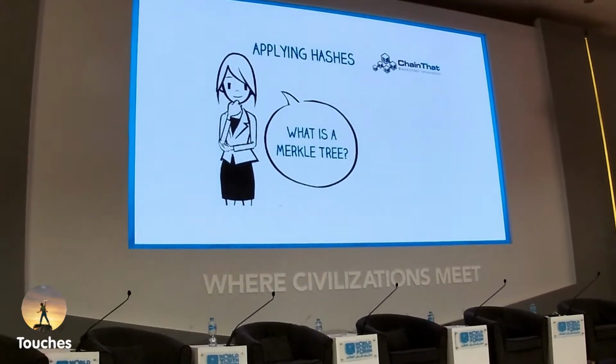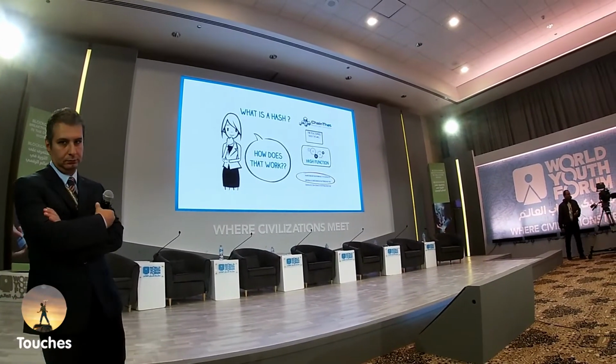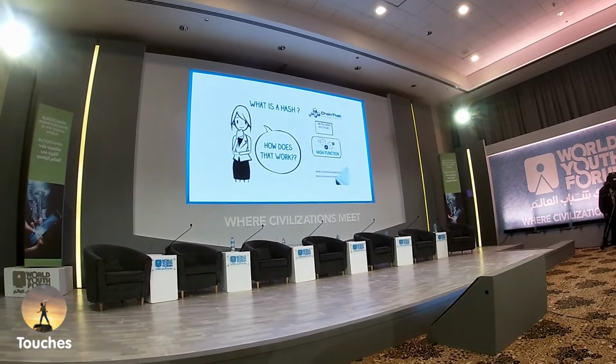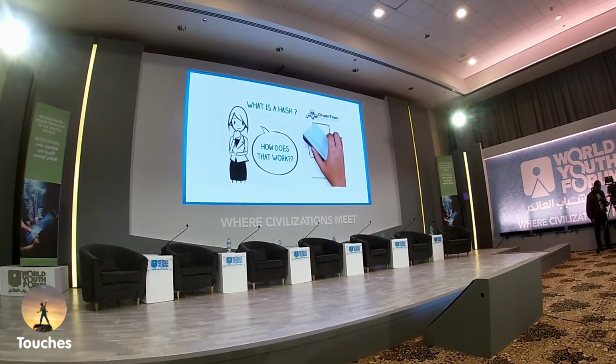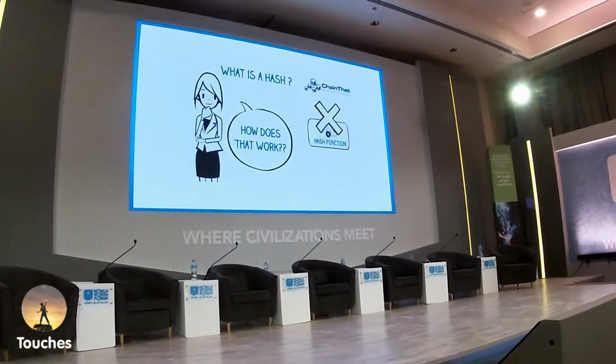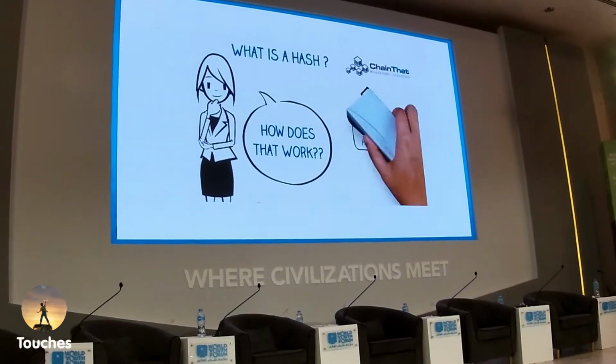Merkle trees are an essential part. The mathematics behind the hash function ensures that there is no way to derive the original digital media content from its generated hash, thus making the hash function one way.